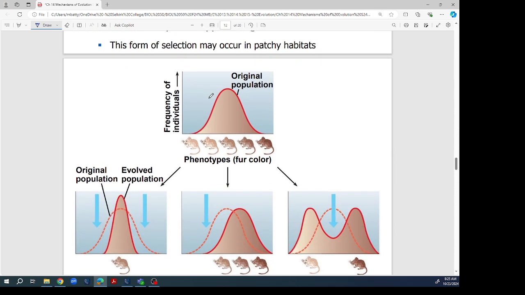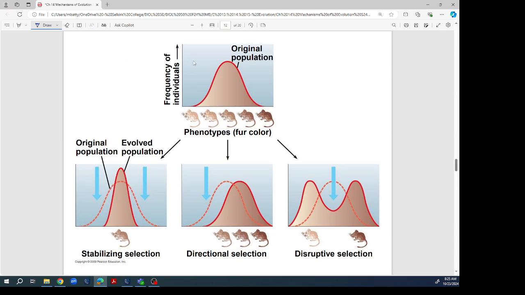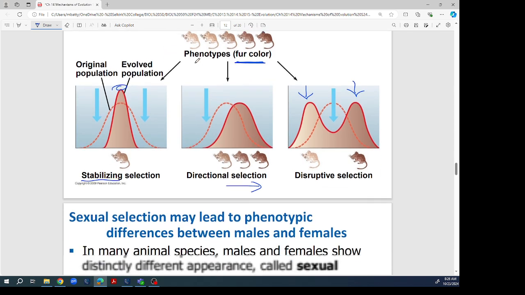And so this could happen in patchy habitats. So this example here is on the fur color, the observable phenotype in mice. And so here you can see the original population has this gradation of lighter to darker, and you could have stabilizing where the average is selected for. You could have directional as they move darker, or you could have both ends of the continuum being favored, the really light or the really dark. And you can imagine different habitats where those would be the preferable or the stronger trait for an individual to have, and then that population is going to change as a result.